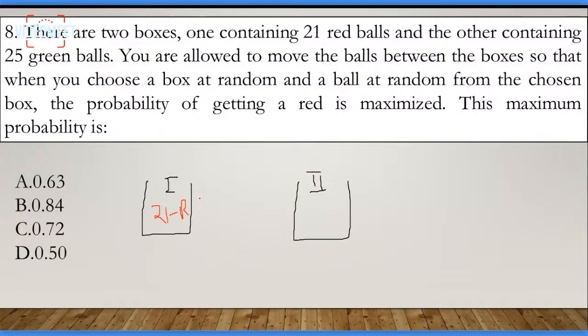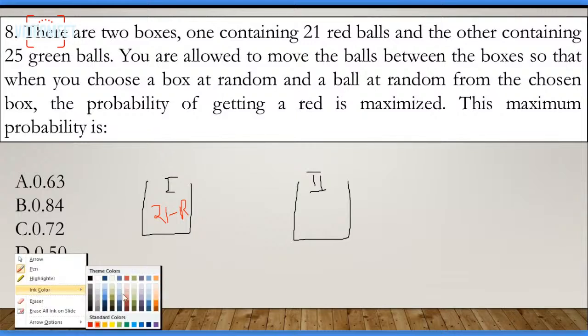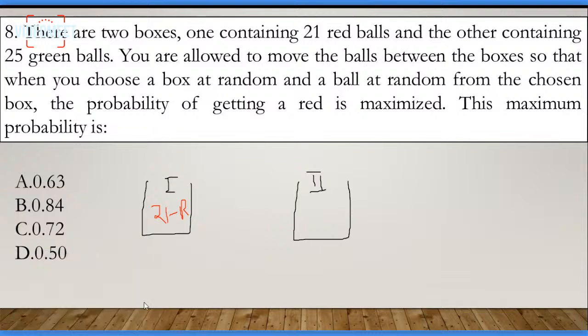21 red balls, right? Next is the other containing 25 green balls. Fine. If you want the probability of red to be maximized, there is one way to get it.